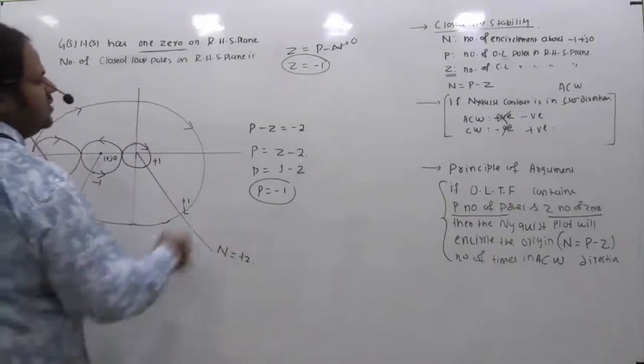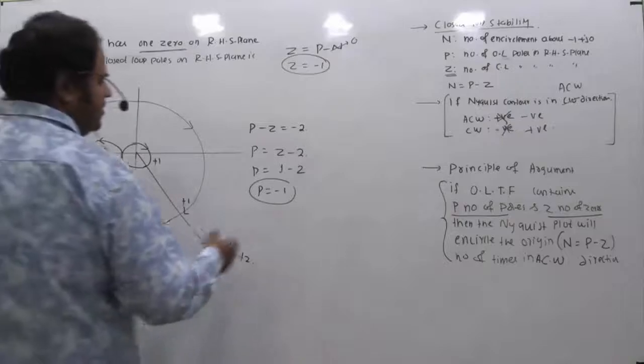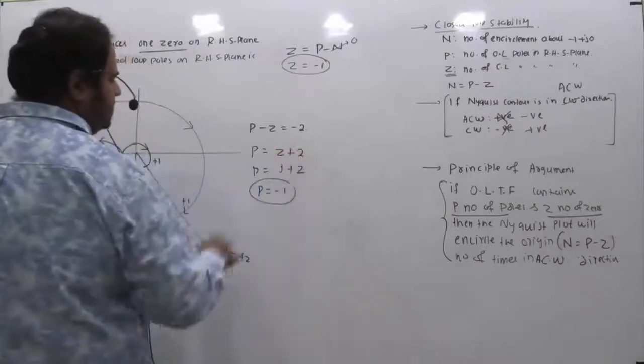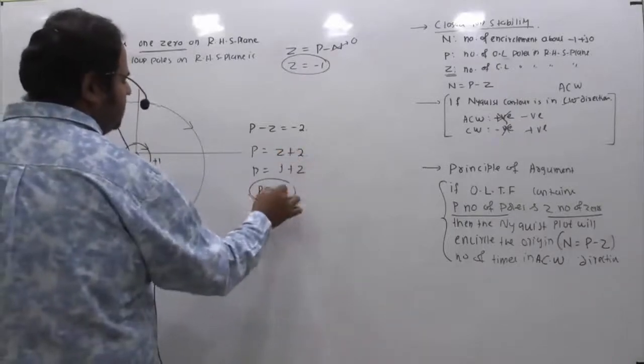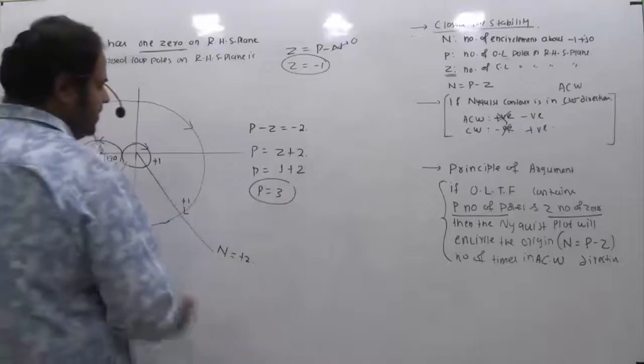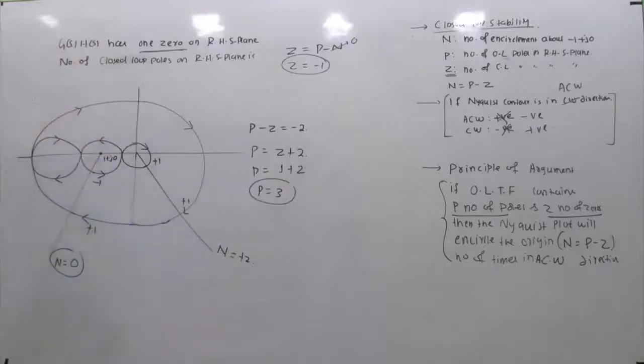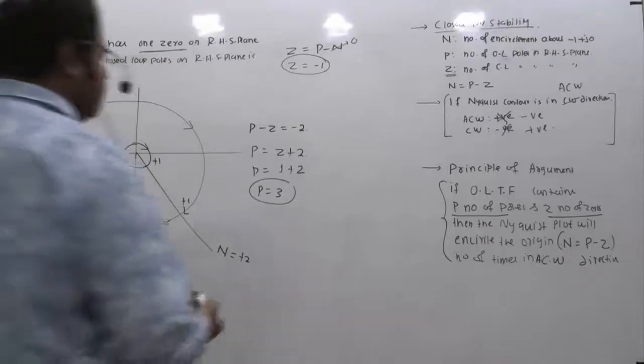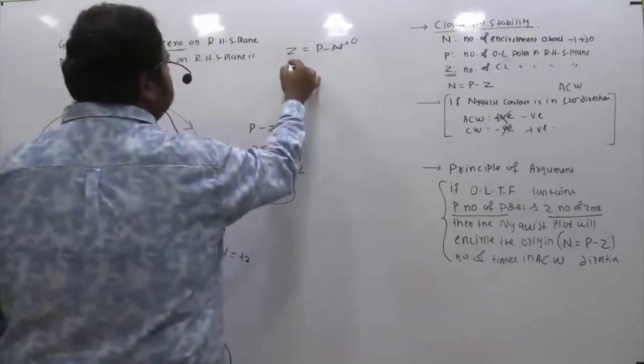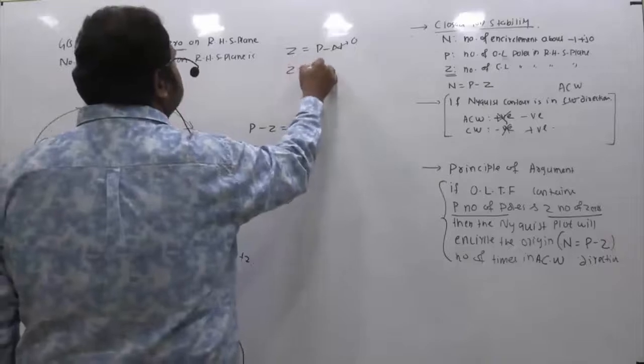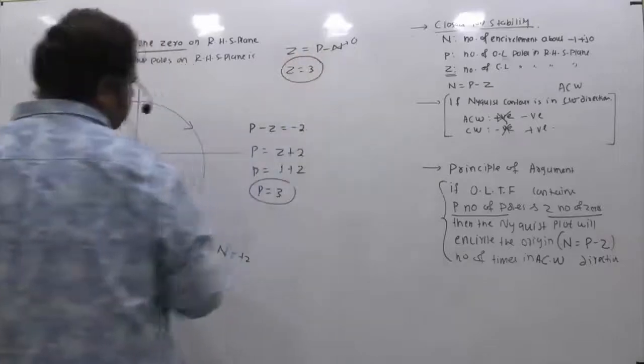If this is +2, so what do you get? You get +2, so 1 + 2 becomes 3. So based on this we are getting the number of open loop poles in the right half S-plane is nothing but 3. So the P value is 3. If the P value is 3, then naturally Z, which is the number of closed loop poles in the right half S-plane, is 3.